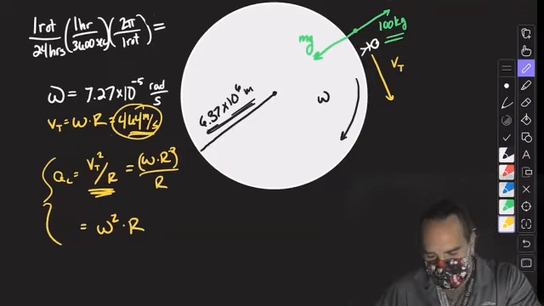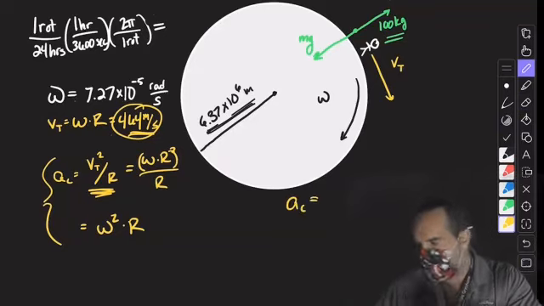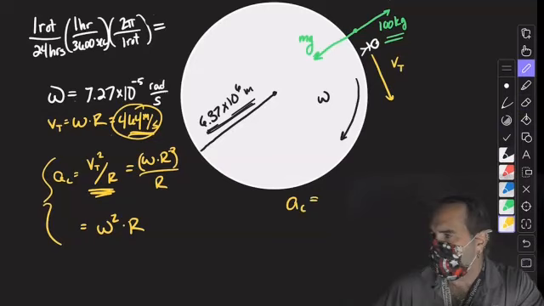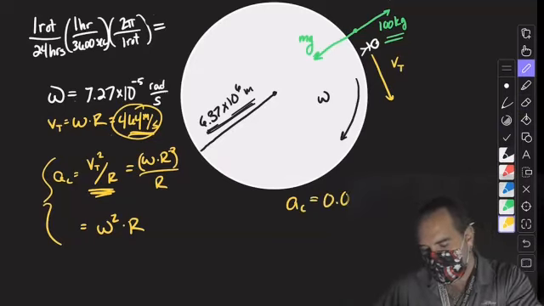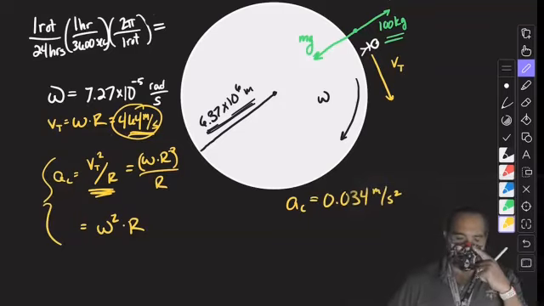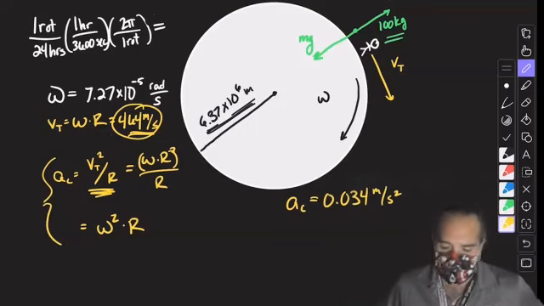So let's get this from somebody at home. Can somebody at home tell me what the centripetal acceleration is? It's small. So if you got a small number, you're doing good. I got 0.03 meters per second squared. Zero point zero three four, right? Yeah, that's right. That is the centripetal acceleration as experienced by a person standing on the equator of the Earth.